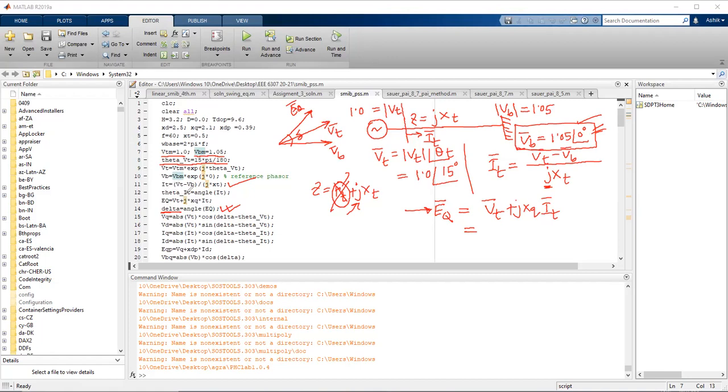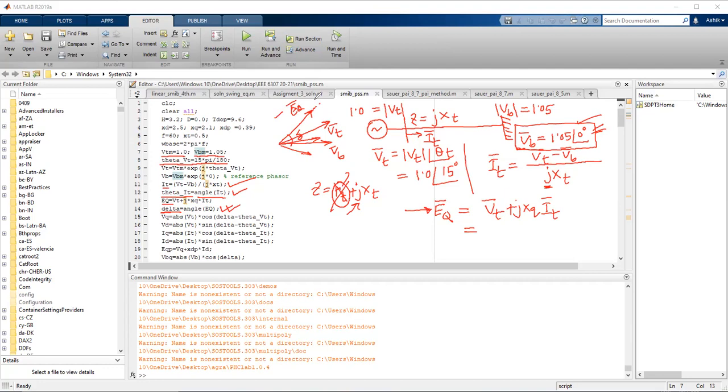The angle of IT is denoted by theta IT. Let's say somewhere here, or depending on the value, it would be somewhere there. It depends on the given values. So you have the value of IT, and from there you can calculate the angle of IT by this expression. You can calculate the phasor EQ, and that phasor EQ would be along the Q axis. So this is the direction of the Q axis.